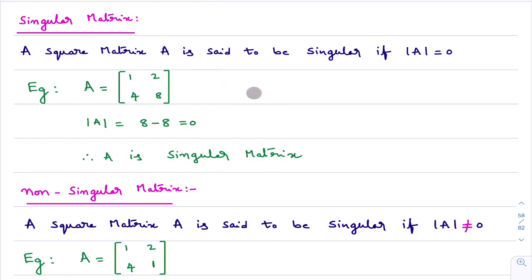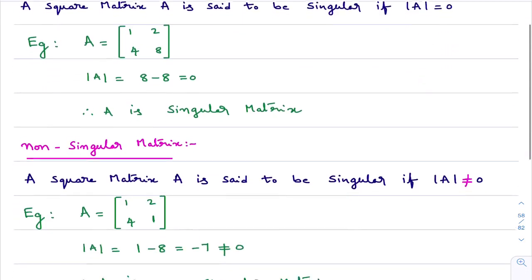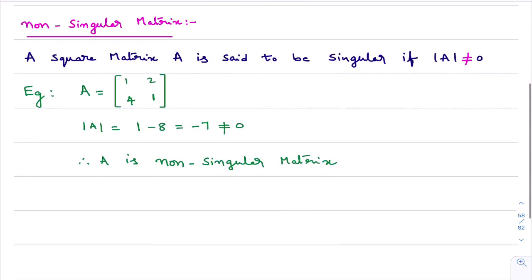A square matrix A is said to be singular if det A equal to 0. What is a non-singular matrix? Simple. Non-singular means not equal to 0. A square matrix A is said to be non-singular. See, here some mistake is there. You write here: a square matrix A is said to be non-singular if det A is not equal to 0.